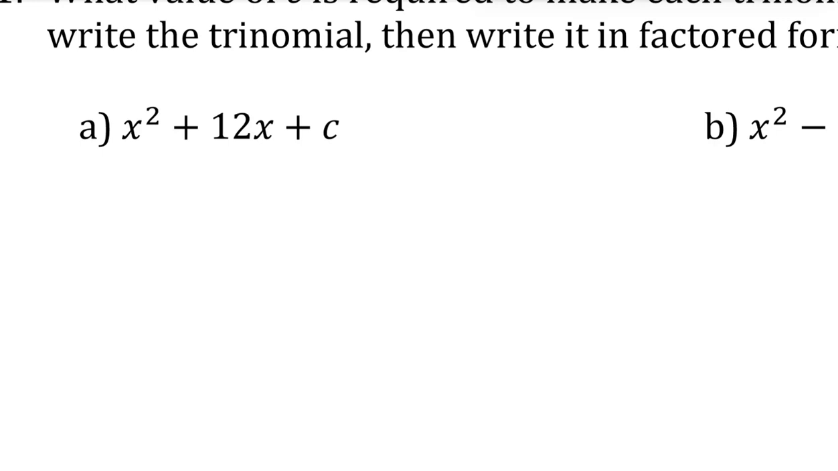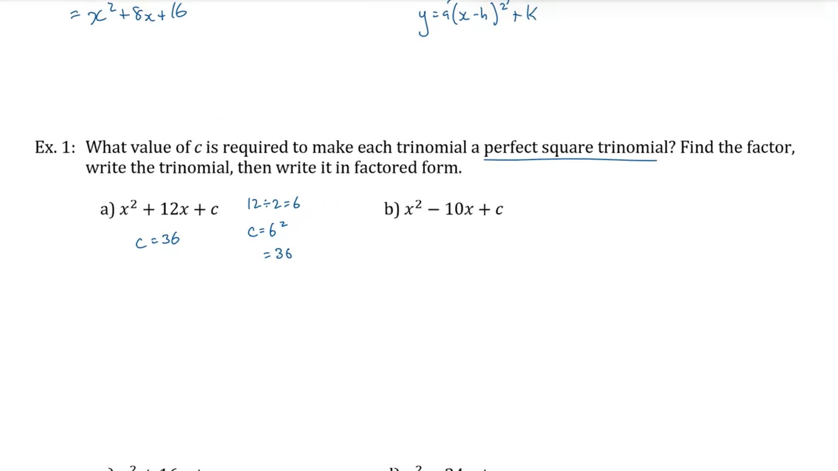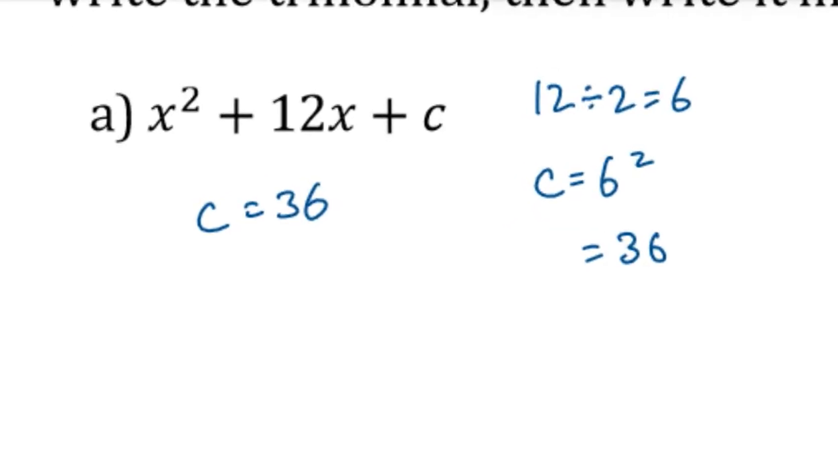What number added to itself gives you 12? Emerson? 6. And off to the side, I'm going to do this. In other words, 12 divided by 2 gives me 6. Then my C value is 6 squared, which is 36. Find the factor, write the trinomial, then write it in factored form.